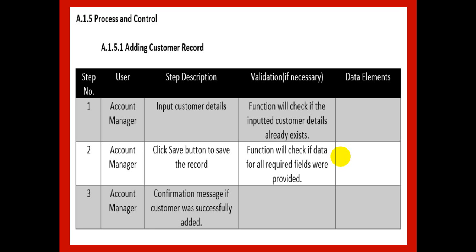This is an example of the processing control in adding a new customer record, where you have the account manager as the user, and you can input customer details, click the Save button to save the record and confirm the message if the customer was successfully added to the database.